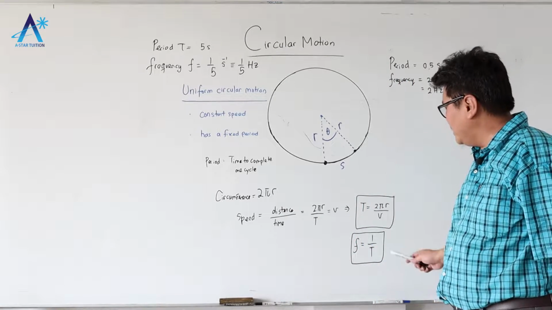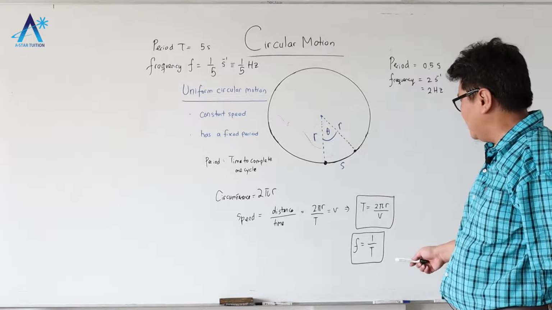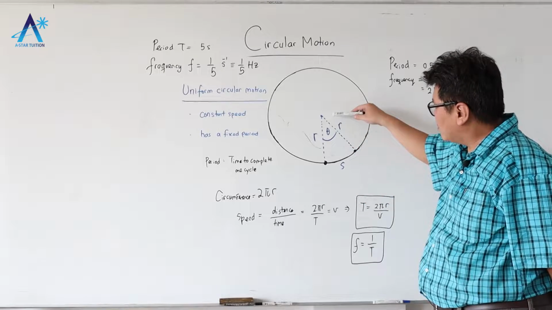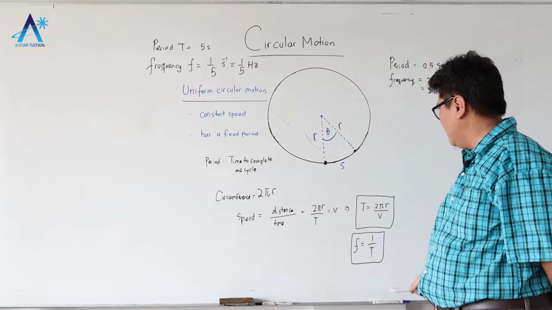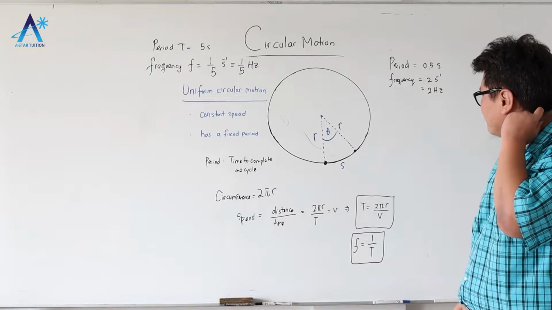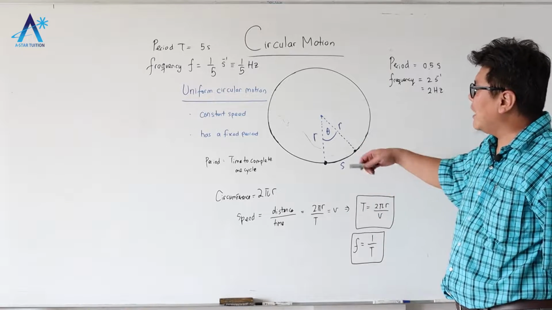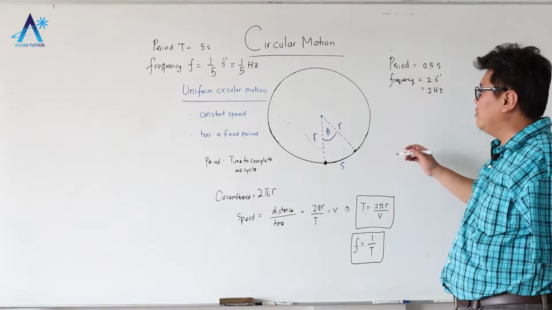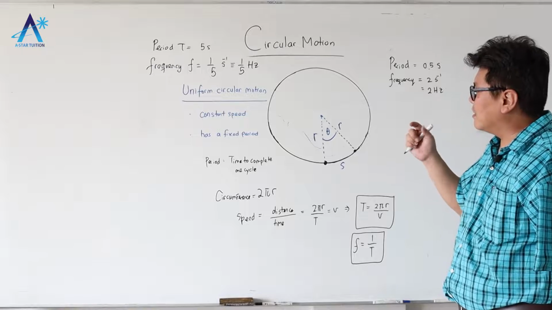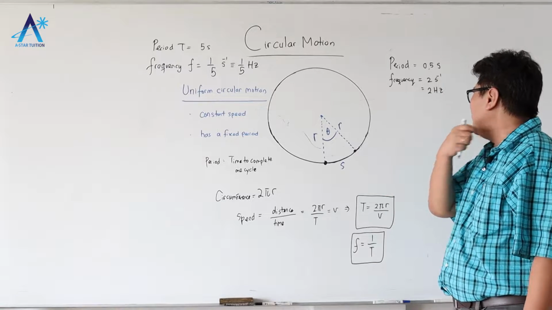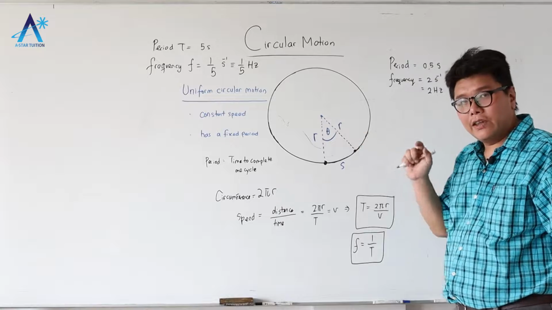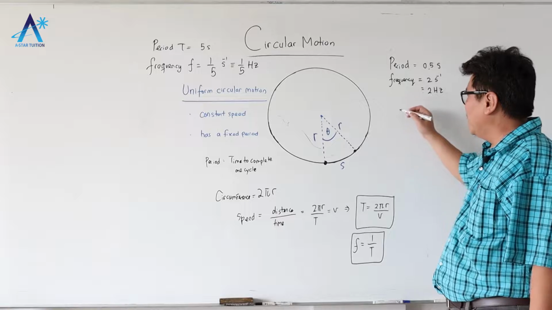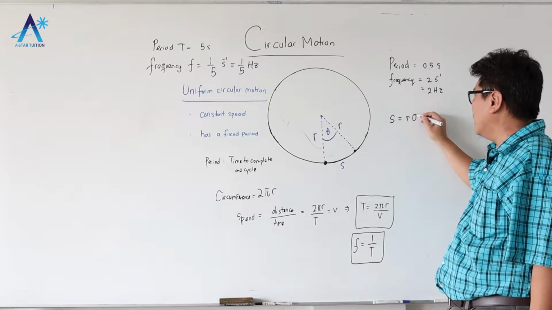Now, so far we see that there are linear quantities that we discussed: the linear distance, the radius, and the linear speed. But what about the angular quantity, like theta? In math, you learn in circle theorem that if theta is given in radians, then you can find s by using this equation, s equal to r theta.